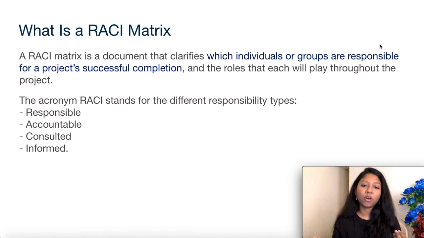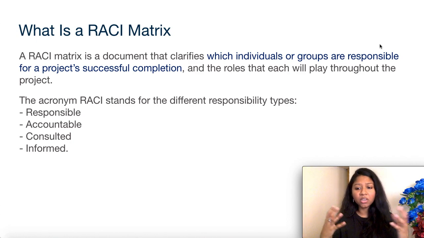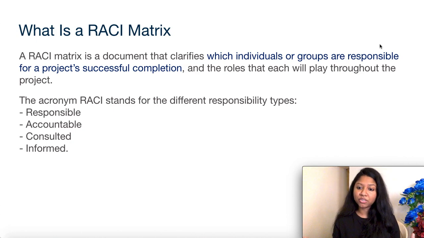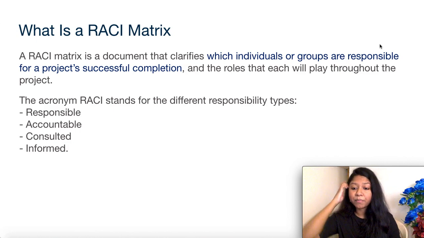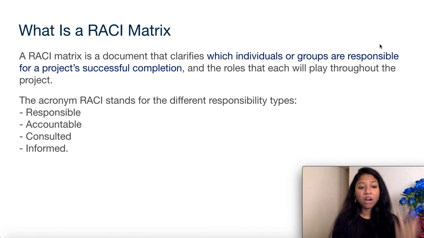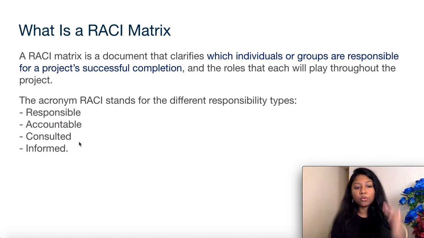So it's not only for large teams that you need to get this RACI matrix. I find it so sensible that even if you're working on an initiative, you have this RACI matrix in place, and then you can sit back and be sure that everyone is aware of their responsibilities and roles that they would be playing throughout the duration of that project. The acronym RACI stands for: R for responsibility, A for accountability, C for consulted, and I for informed. So let's go one by one and see what each one means.